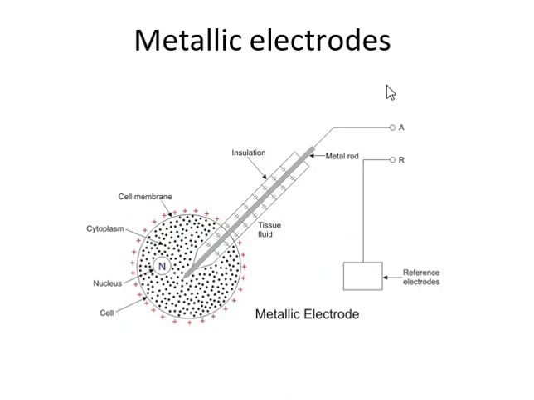And the next one is the metallic electrode. This is the diagram of a metallic electrode. This part is called the instrumentation. This is the tissue fluid, and this part is the cell membrane. This is the cytoplasm. The N is mentioned as the nucleus, and this part is the cell. This part is the metal rod, and this is the reference electrode.